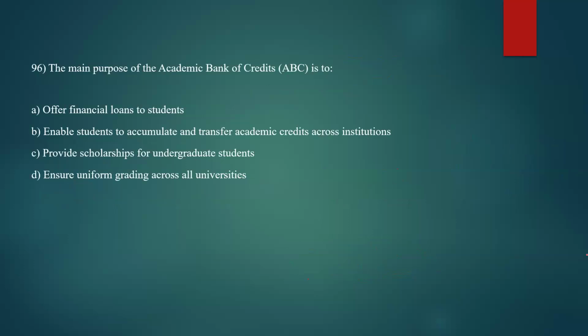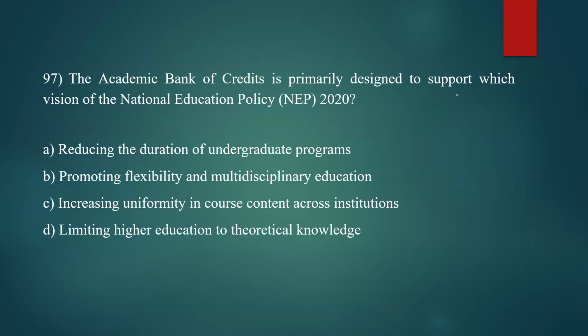Then 96. ABC: enable students to accumulate and transfer academic credits. That's the same concept, right? What we said in the last slide, the same thing is happening over there. So the last three questions come.